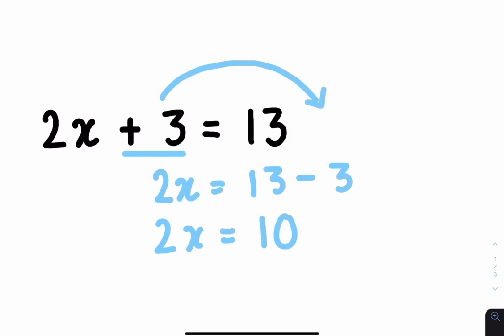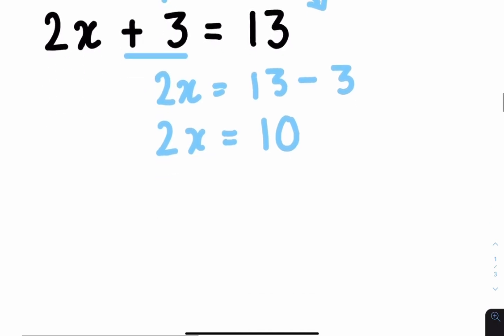But we still don't have x on its own. So as you can see, this is 2 multiplied by x. So the opposite of multiplied by 2 is divided by 2. So we divide both sides by 2. That cancels. 10 divided by 2 equals 5. So x equals 5.